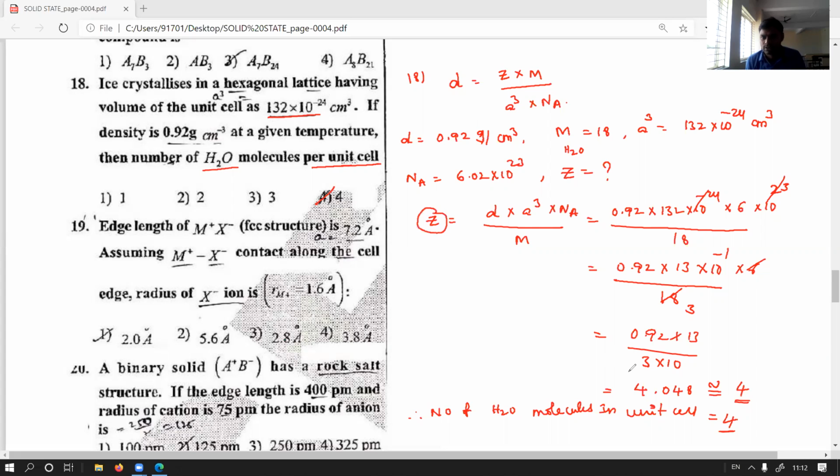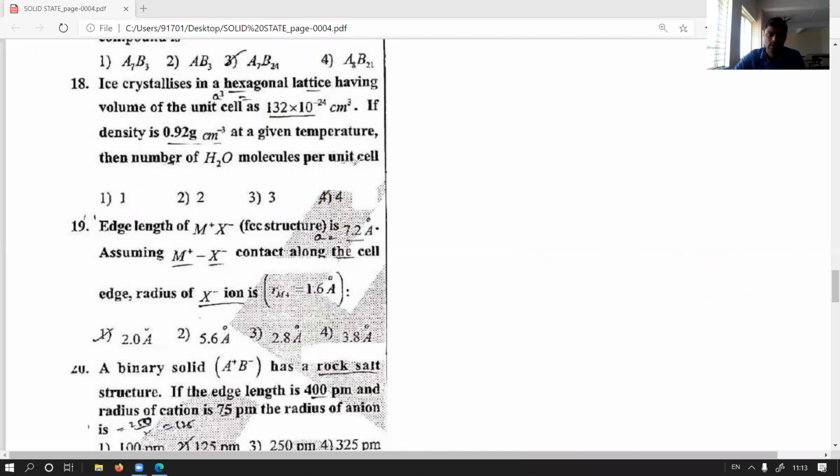Z value we find it out. The Z value is approximately 4.048, which is nothing but 4, approximately 4. So 4 water molecules are present in one unit cell. Let's see the next question, 19th question.